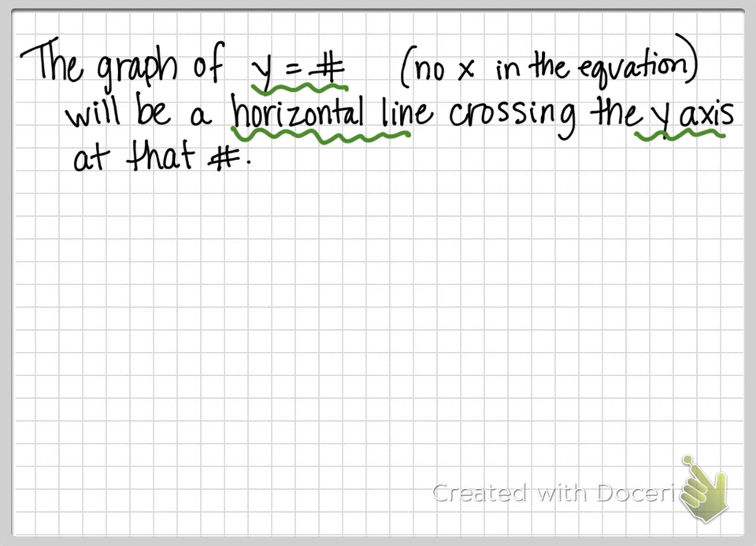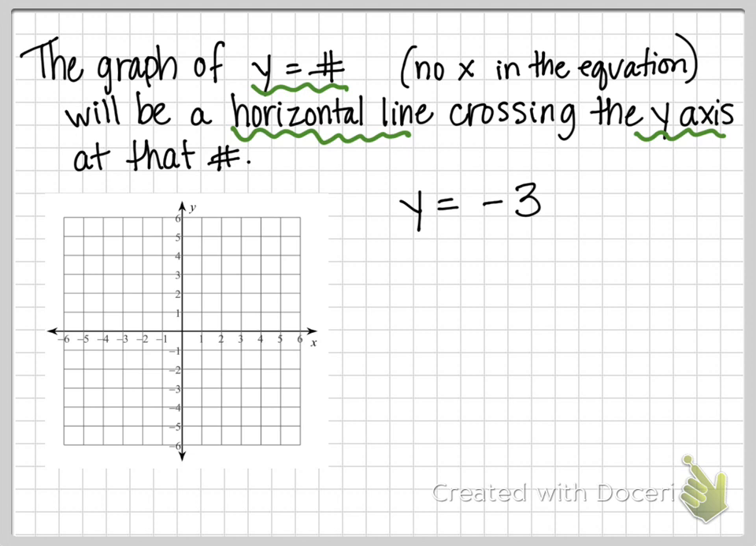All right, the graph of y equals a number, so where there's no x in the equation, y equals a number. For example, y equals negative 3. Notice how it's just y equals a number. There is no x here. Okay, you will see this on the homework. Don't forget. Everybody always forgets about this. And then they're like, what should I do? Well, this is what you should do.